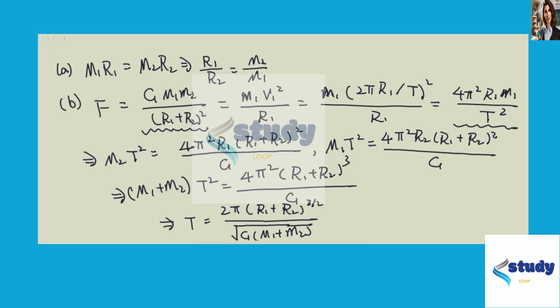(r1 plus r2) squared divided by the gravitational constant G. Similarly, for m1, we have m1 T squared equal to 4 pi squared r2 times (r1 plus r2) squared divided by G. So we add these two equations together. We have the sum of the mass times T squared equal to 4 pi squared, the sum of the radius cubed divided by G. And we divide by m1 plus m2 on both sides and take the square root. We have the expression of T as shown in the problem.